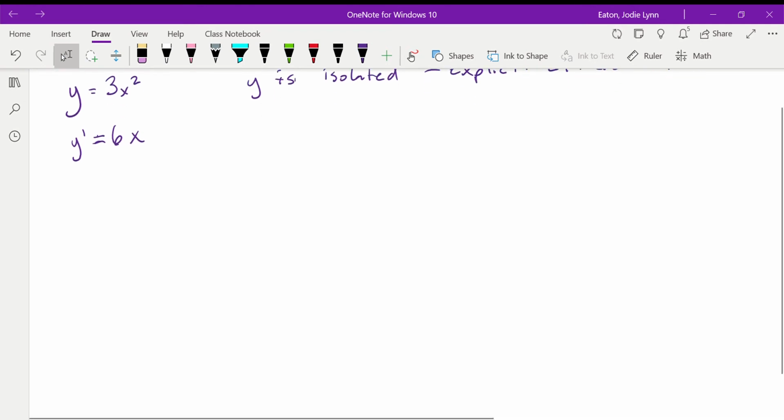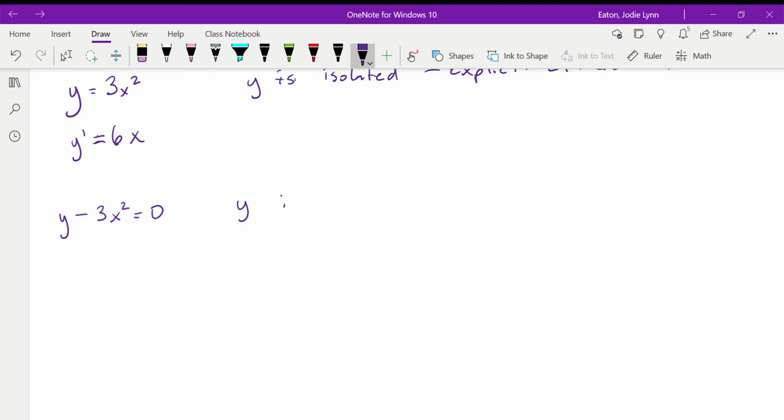Okay, so what happens if we don't bother isolating y? What if we have y minus 3x squared equals 0? Y prime should be the same in this case because this is technically the same function. We've just rearranged it a bit. So here we say that y is not isolated, and we call this implicit differentiation.